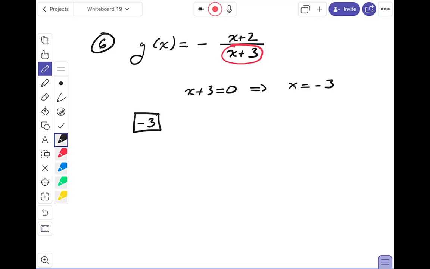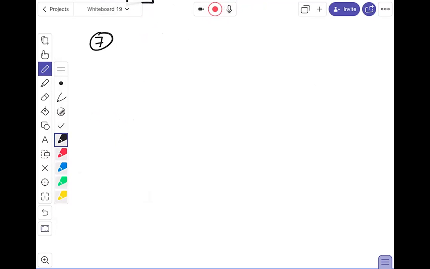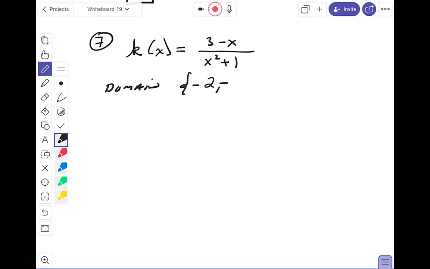I'm going to do number 7. I'll write 7 down for you. 7 is a function, k of x, a rational function, and it's 3 minus x over x squared plus 1, right? They tell me the domain are these numbers here. I'll write them down for you: -2, -1, 0, 1, and 2. Their question is, what's the range? So we're given a domain, what's its range?